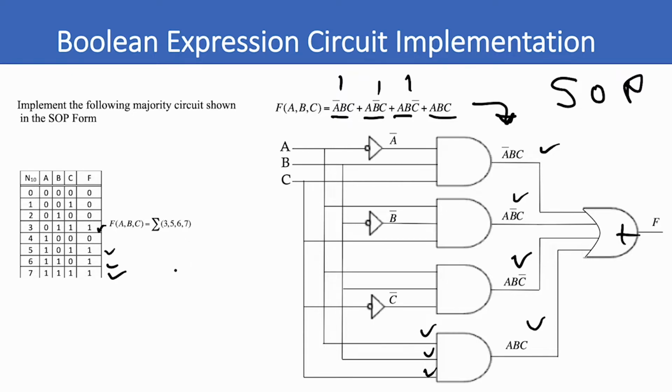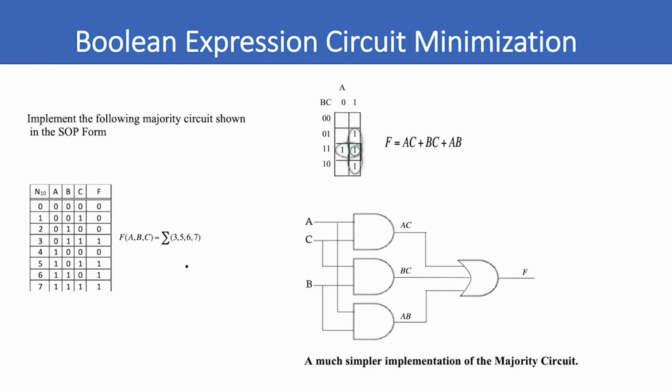Well, we know from our Karnaugh maps that we can simplify this expression. And so that's what we did. We took this truth table and we mapped the ones on this Karnaugh map, and we minimized to only 3 product terms. So this is a minimal implementation of the majority circuit. And the way that translates is we have fewer gates, and fewer gates are better.